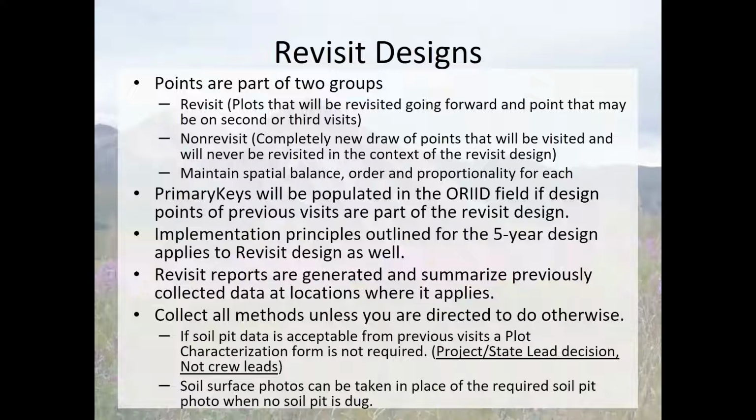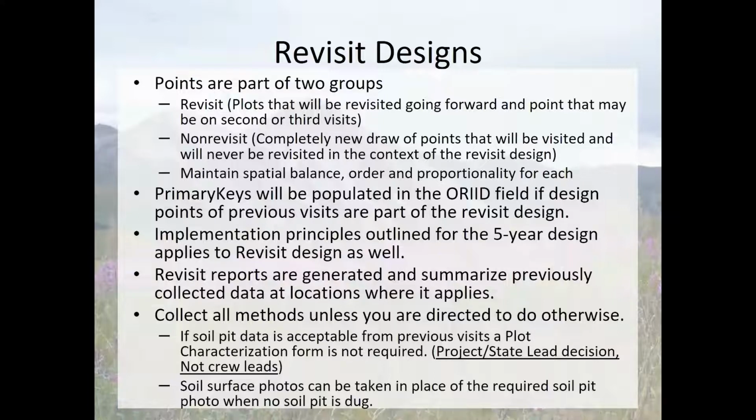As mentioned before, you need to sample these two types of points proportionally. If 80% of your plots for the season are revisit point locations, try to make sure that 80% of the points you've sampled are revisit points. Don't do something like try to knock out the handful of non-revisit points first before focusing on revisit points.